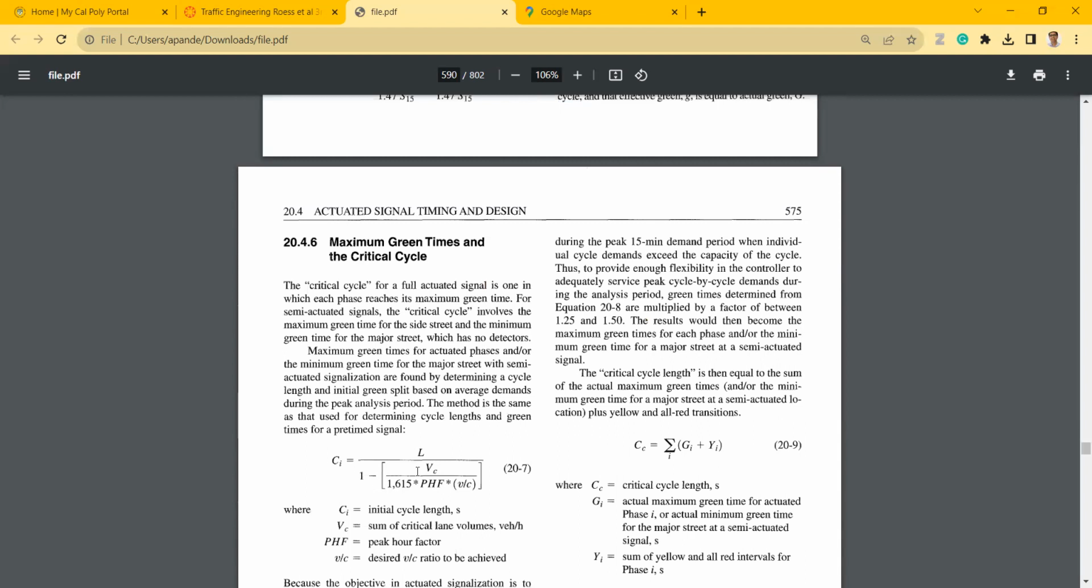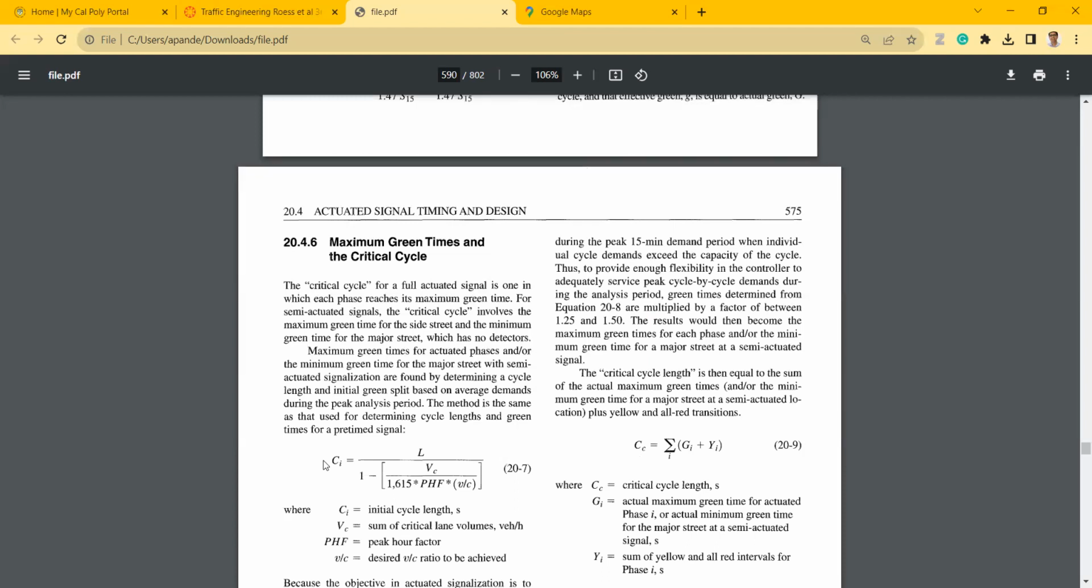And then for the critical cycle, you figure out what your maximum green time is. Remember, this is the exact formula that we saw before, the formula for the desirable cycle length, C-des. It's exactly the same formula. One thing we note here is that for the V by C ratio, we'll use pretty high values.